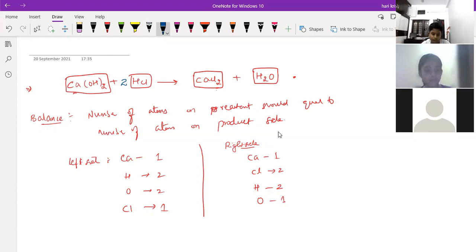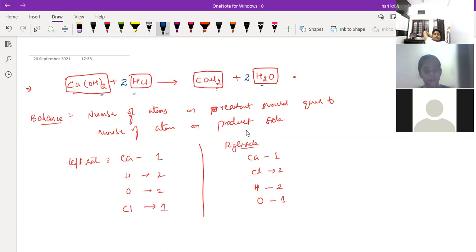Now check, how many hydrogens are there? Here 2 are there, and again here 2 new came, total 4 right now. But on the right side, how many are there? 2. So to get 4, what do you have to do? We have to multiply with 2. Now check, is the overall equation balanced or not?